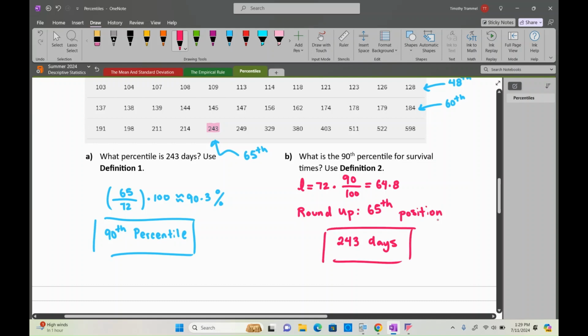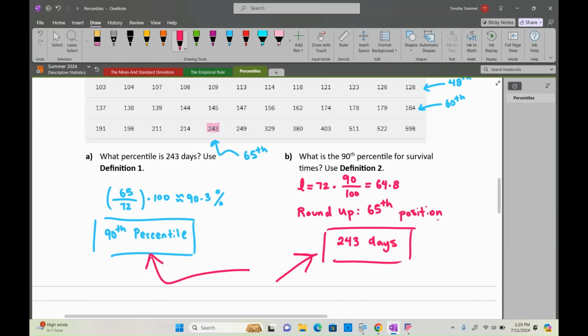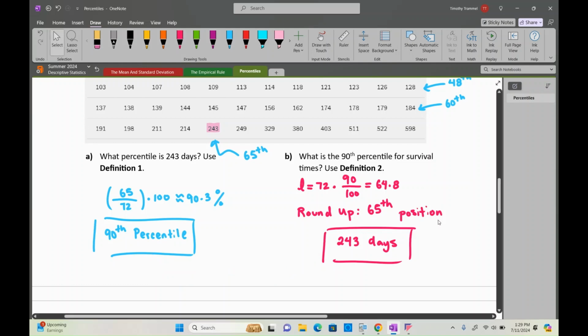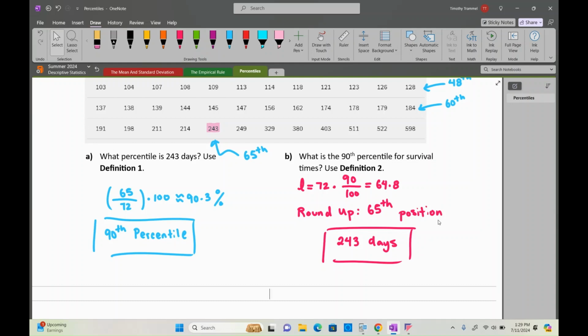And so if we were to interpret this one over here, or this one really, because we wound up with the same results, it's just a different side of our result. So the idea is that about 90% of guinea pigs survived 243 days or less, is what this is telling us. So only 10% of guinea pigs lived longer than 243 days after the injection.